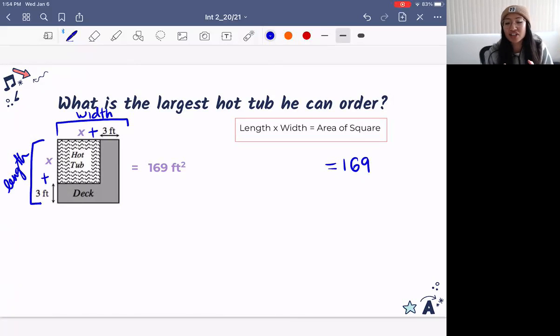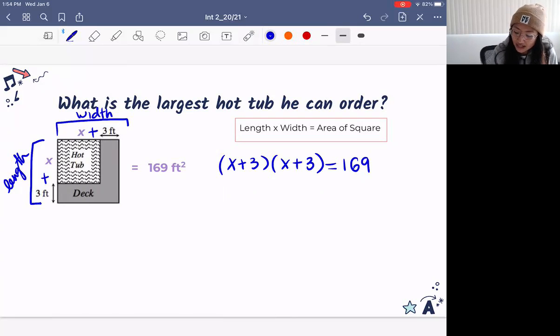So it's like if the hot tub was 4 feet and our deck was 3 feet, you just add those two values together to get a total of 7 feet. That's just my quick example. But to write this out, we know our length is x plus 3, times our width, another x plus 3, which should equal 169 square feet. That's just based off of our formula.